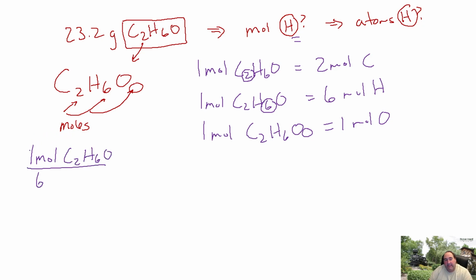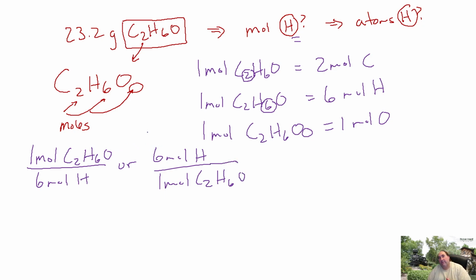That gives me 6 moles of hydrogen. Or I could write it as 6 moles of hydrogen for 1 mole of the entire thing. So this conversion factor is going to allow us to go from the entire thing to just that one element, and we can use the formula to do that. So let's do that here.